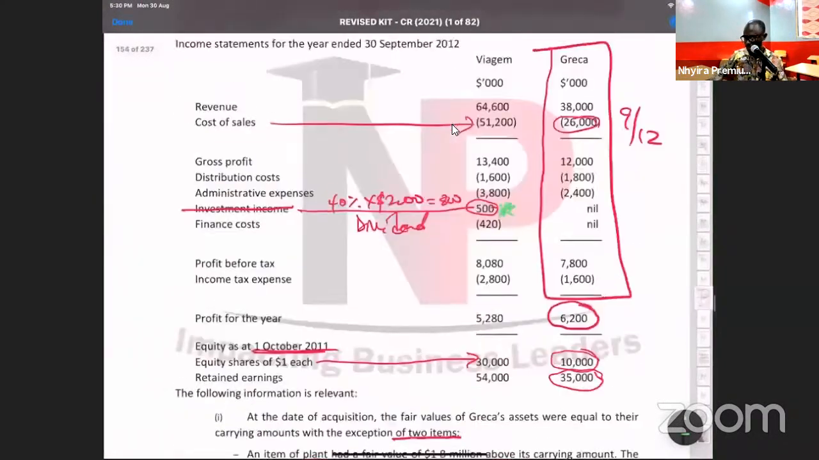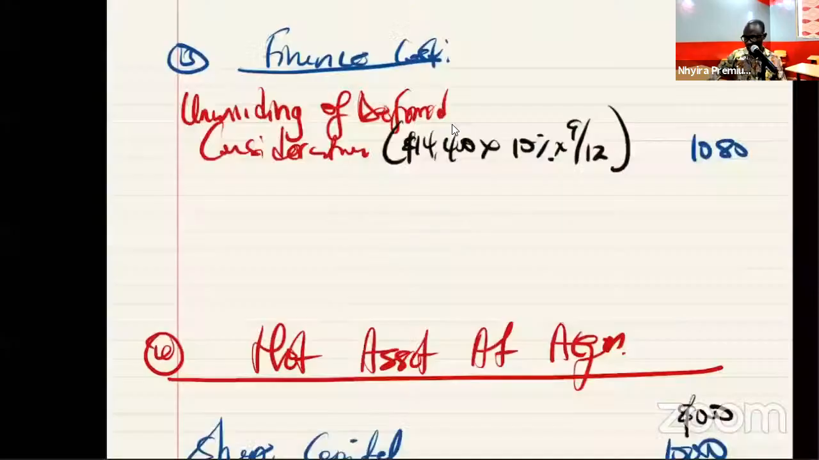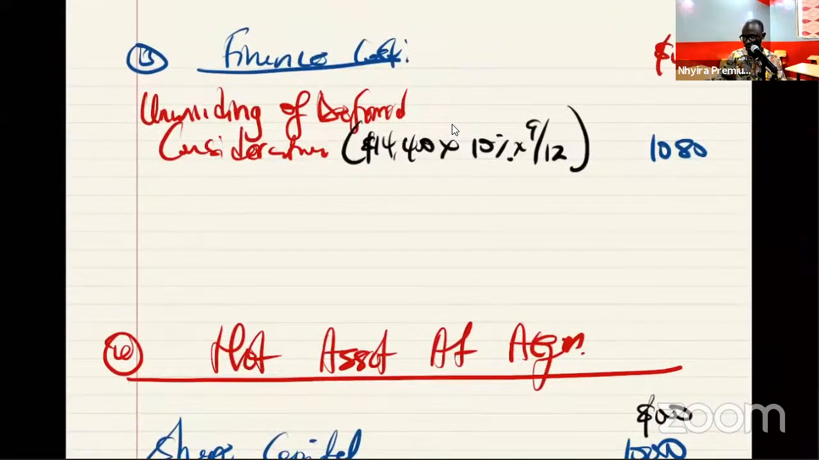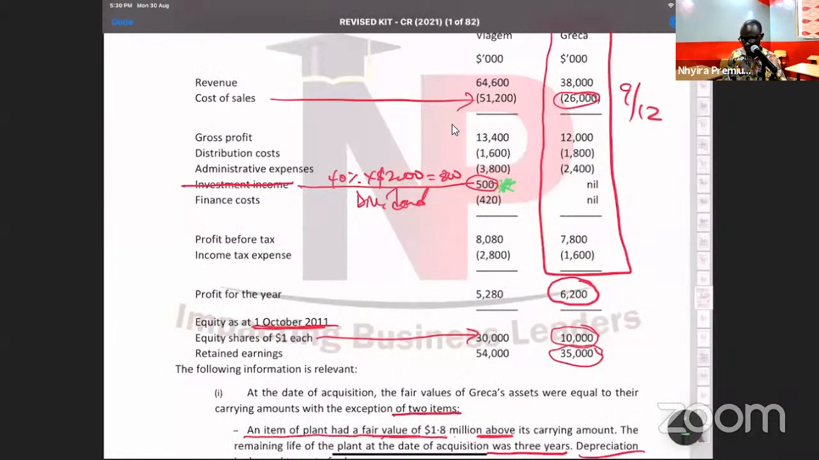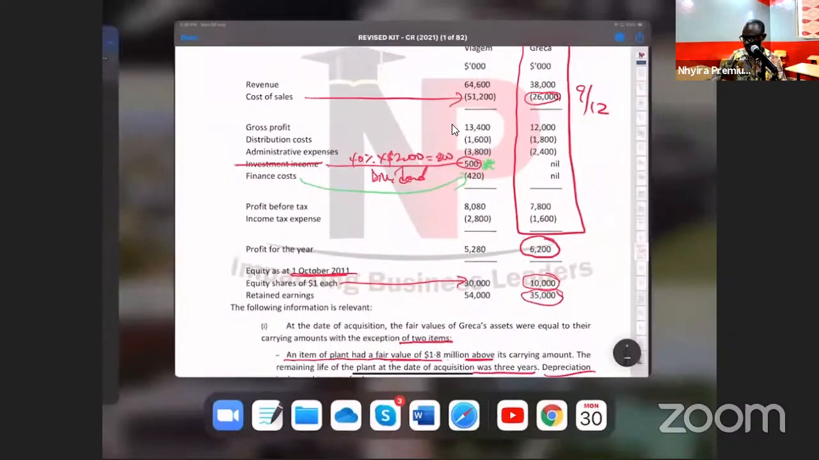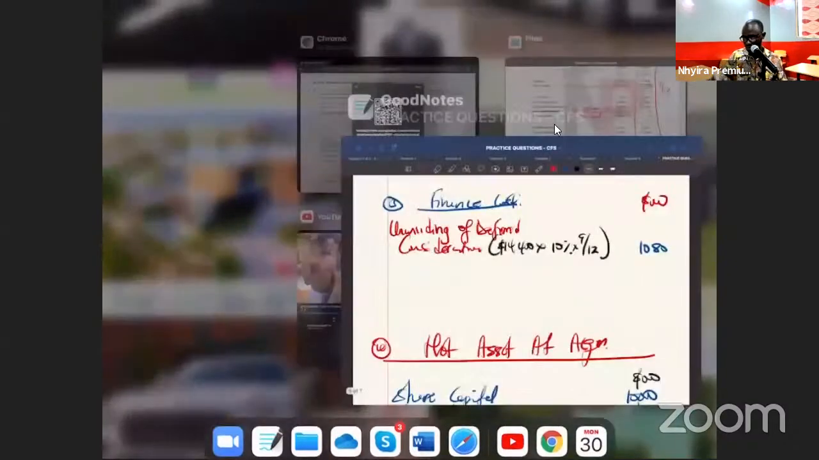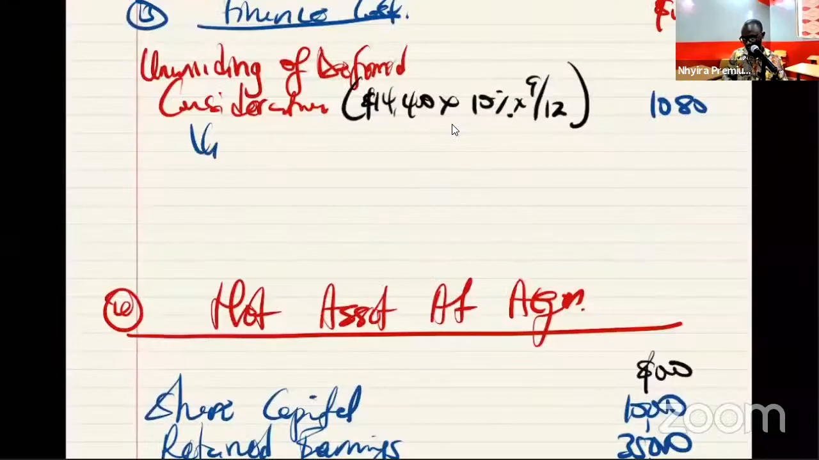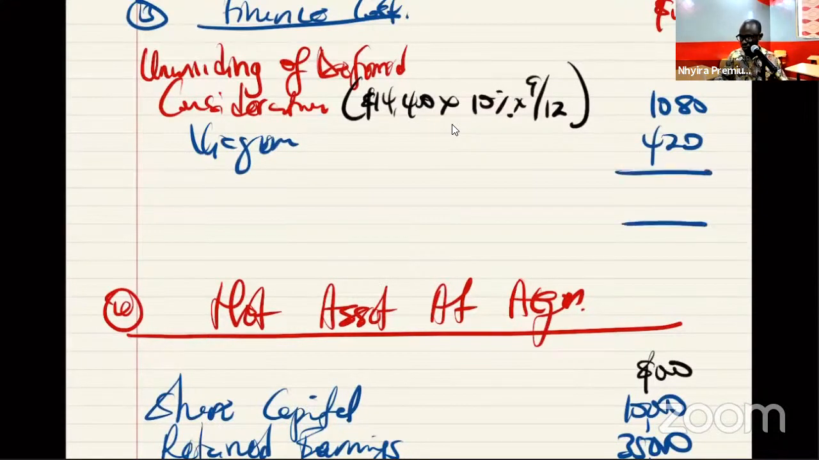So we are done. Now that I've finished reading, I'll go back and close whatever account I need to close. Finance cost. Okay, there is a finance cost here of 420 from Viagem. So you bring it in, then add it up to get a total finance cost, and that's going to be 1,500.